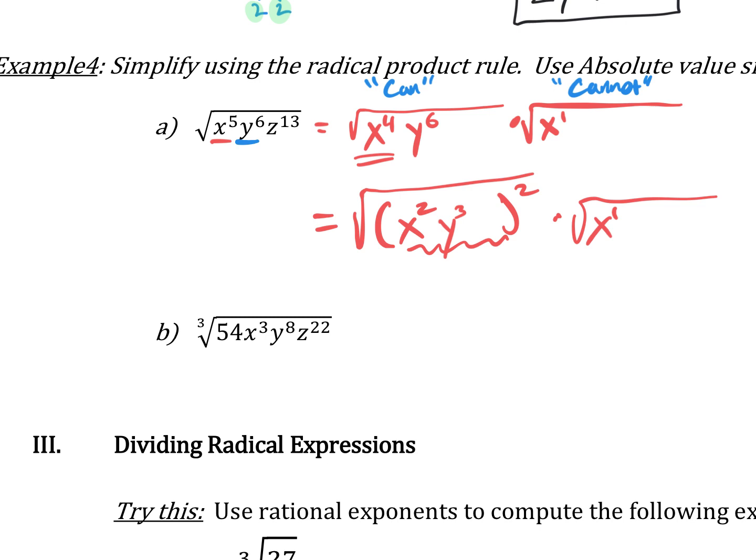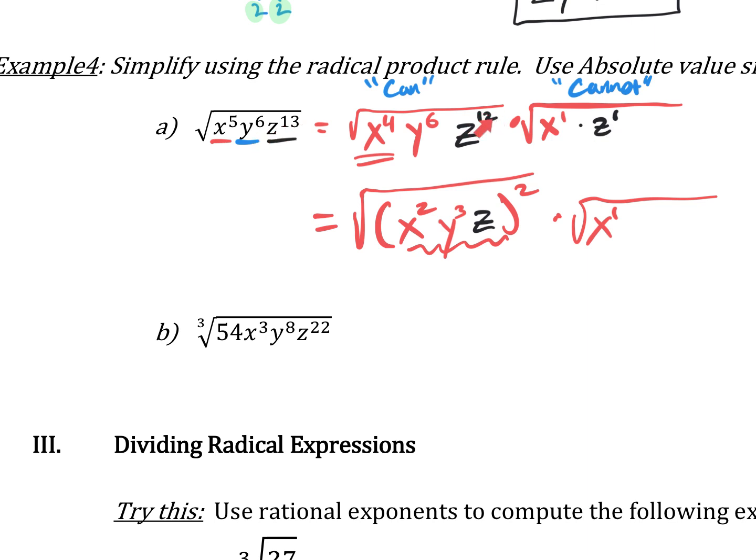Now let's break up the z's. We want to figure out how many z's we can simplify. We have 13 z's all multiplied together. The most we can simplify is z to the 12th. So I'm going to break this up as z to the 12th, and then I have to have one more z here, because z to the 12th times z to the 1st is z to the 13th.